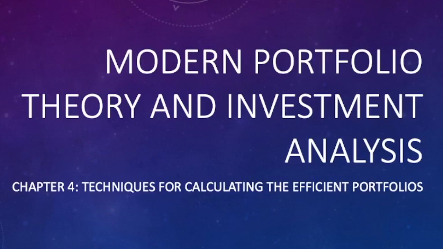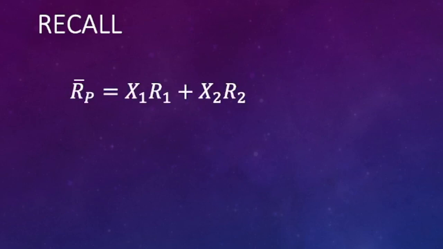Okay, so let's start with a recall. If we have two securities with returns R1 and R2, and if we invest X1 fraction in the first security and X2 fraction of our budget in the second security, then this is how we can calculate the return of the portfolio. This extends to more than two securities as well. If you have more than two securities, then you just put X3, R3, and so on and so forth. And obviously the sum of x1 plus x2, or if you have more than that, all of those x should sum to 1.